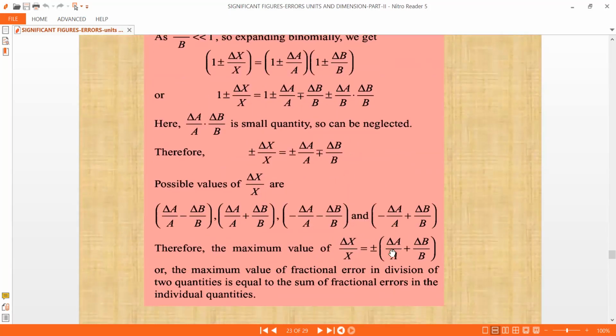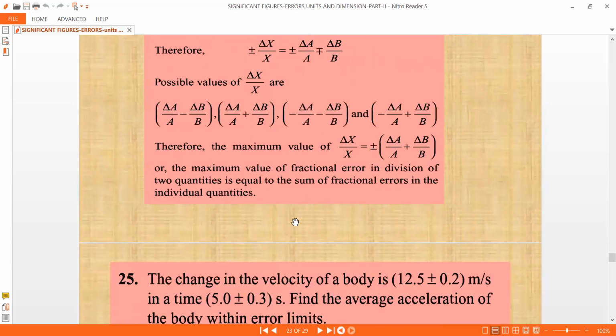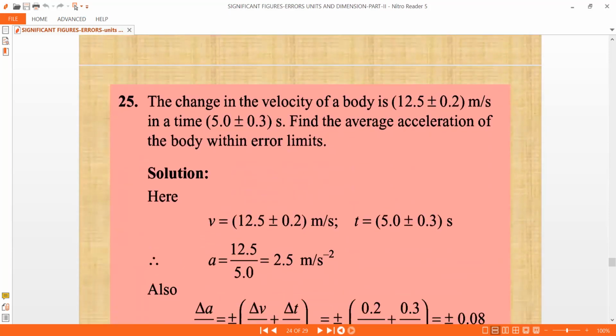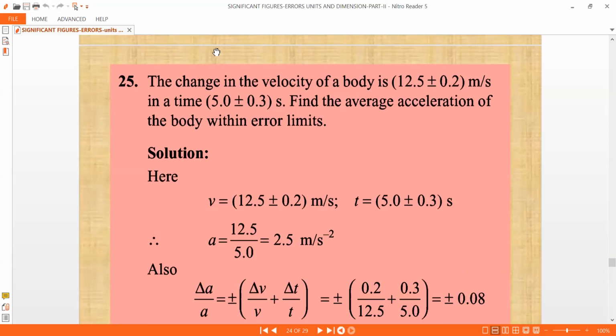So it is delta x by x is plus or minus delta a by a plus delta b by b. That is the maximum possible error, right? And now we change this. We see this question here.